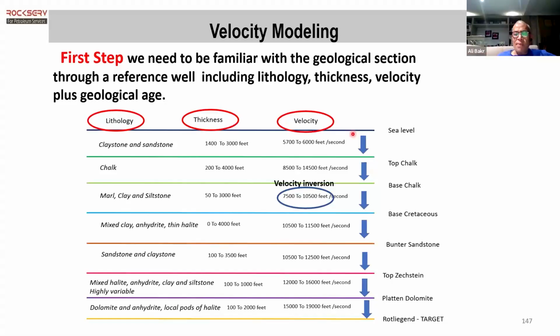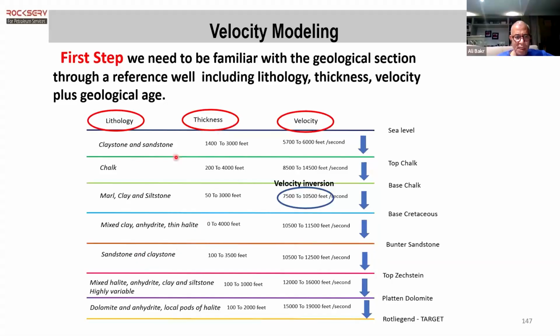Now, look at the panel in front of you under velocity. So I have a claystone from the sea level to the top chalk. I have a claystone, and then I have chalk, and then marl, and then mixed clay and sandstone. Each one of those intervals has its own velocity and its own thickness.